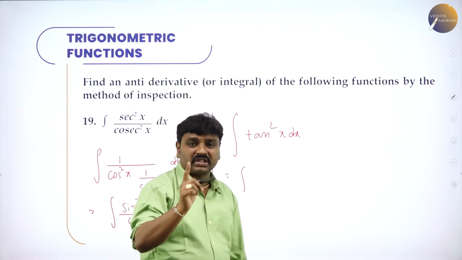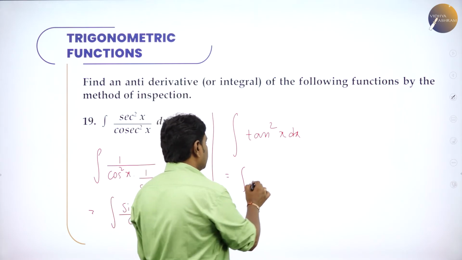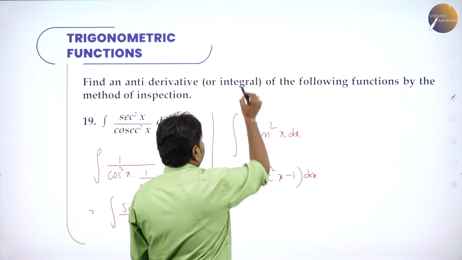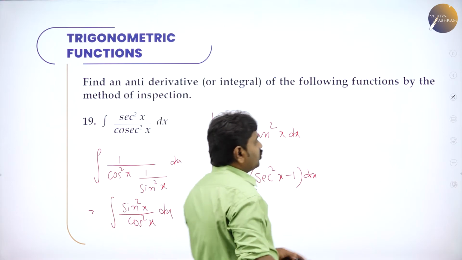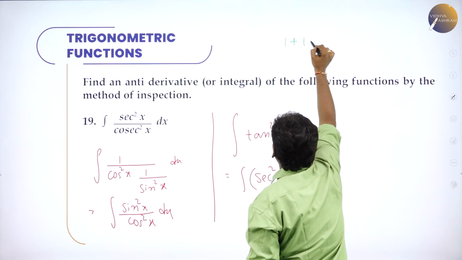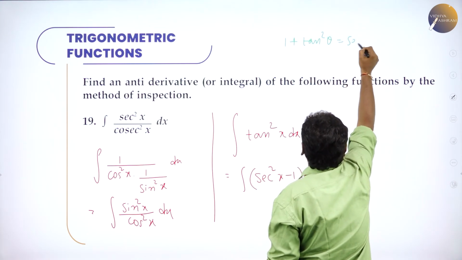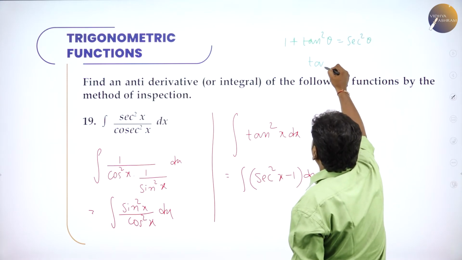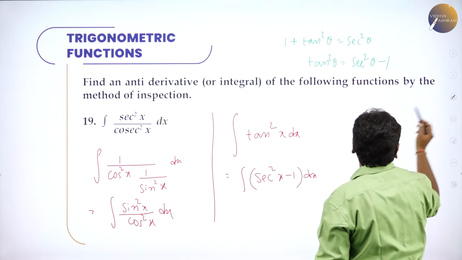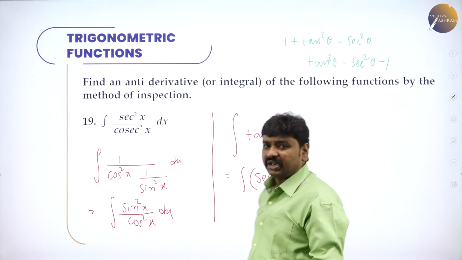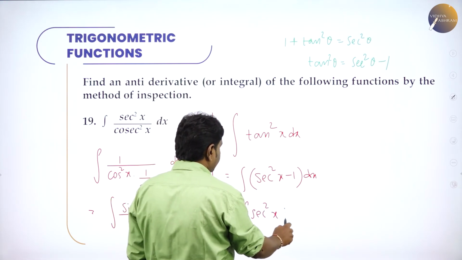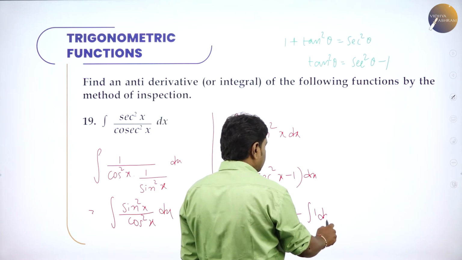But you know 1 plus tan square theta is secant square theta. So tan square x can be written as secant square x minus 1. Wherever we get tan square x, I'll write it like this. So we have an identity. What is an identity? That's why you should also be thorough with the trigonometric identities. What is the trigonometric identity? 1 plus tan square theta is equal to secant square theta. And what is tan square theta? Tan square theta is secant square theta minus 1. So instead of tan square I wrote secant square minus 1. So now integrate each term. Then it will become the integration of secant square x dx minus the integration of 1 dx.